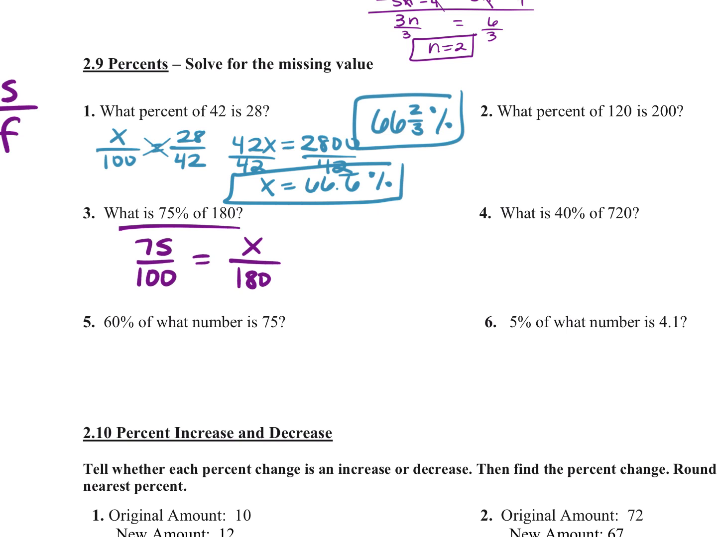Okay, how about number 4? How do you set that one up? 40 over 100 equals x over 720. How about number 5? 60 over 100 equals 75 over x. 75 is your is. Of is what you're solving for.